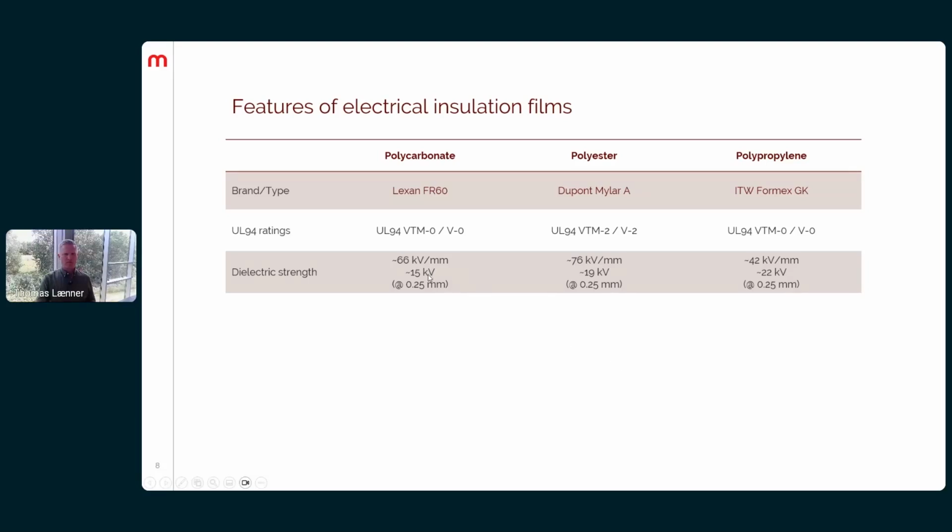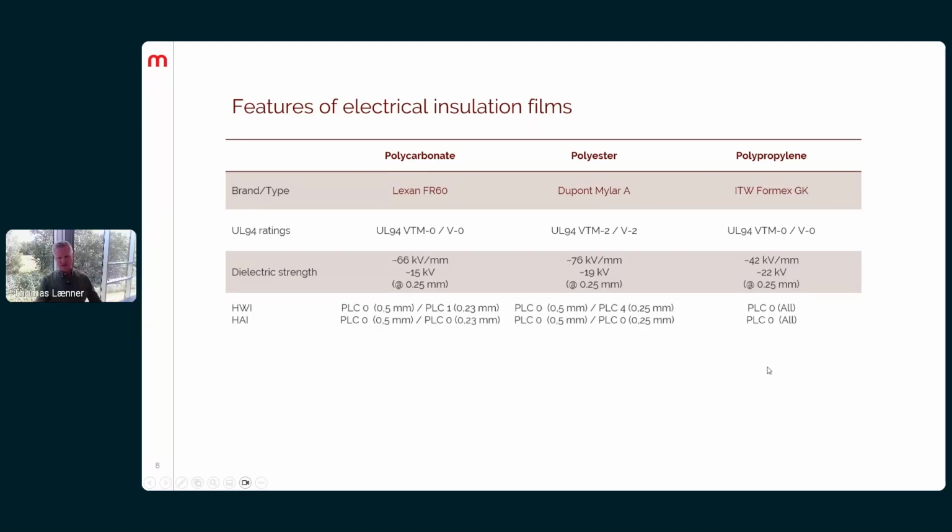So as you can see here, for the specific 0.25 millimeter thickness, which is normally used for most of the parts that we produce in-house, polycarbonate has a resistance of 15 kilovolts, 19 for polyester, and 22 for polypropylene.